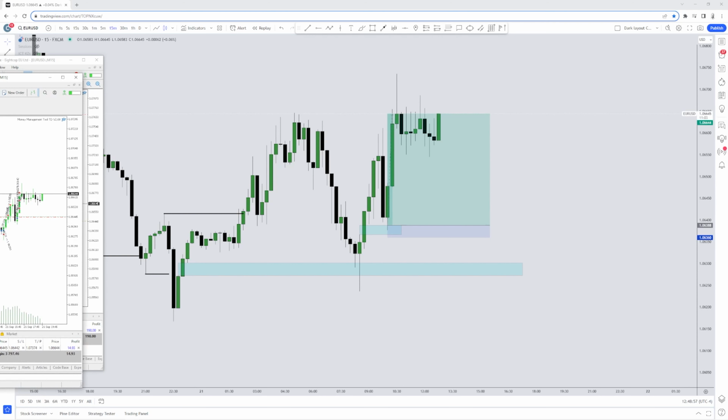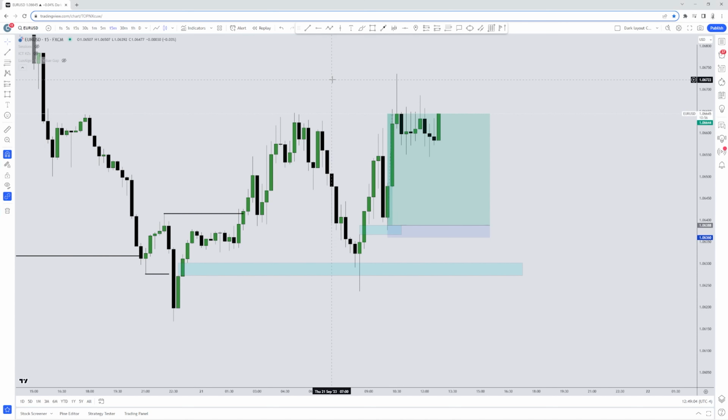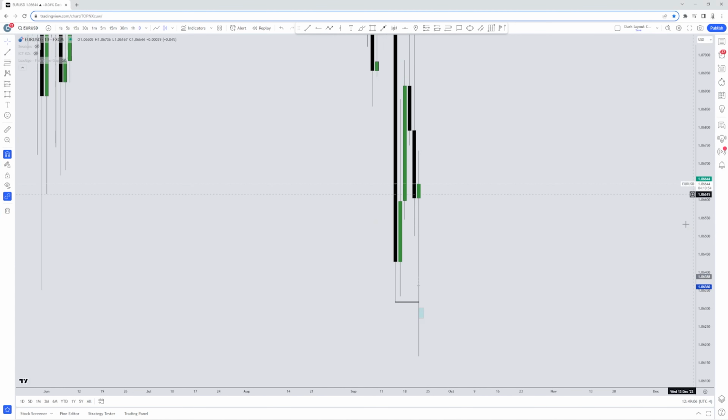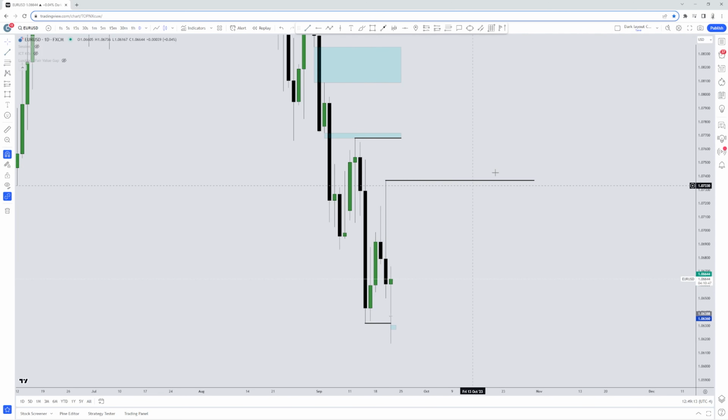I have closed 2 profits already and I have closed the previous trade as well. So we will be letting the rest run. My final target, where is it, guys? It is not up here. It is all the way up here on the daily time frame, from the daily perspective.